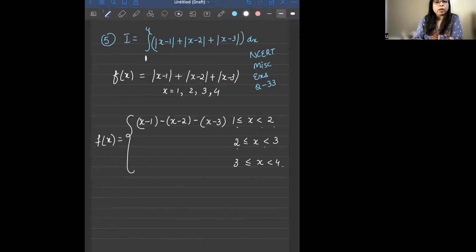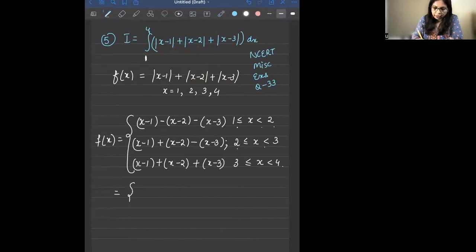Between 2 to 3, we will take 2.5. So if we put 2.5, this term is positive, this term is positive, only the last term is negative. So this becomes (x − 1) + (x − 2) − (x − 3). And when we take a value between 3 and 4, let it be 3.5. So the first term is positive, the second is positive, the third is positive. All terms are positive, so when we open the modulus, all terms are positive.